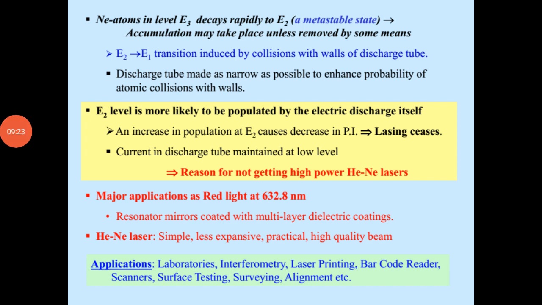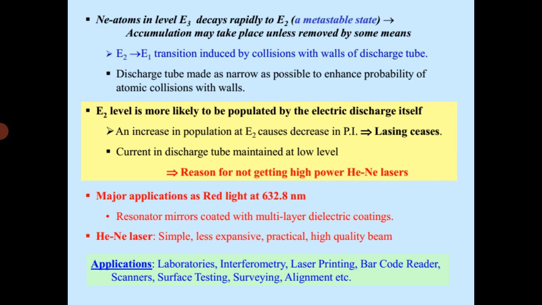Neon atoms in level E3 decay rapidly to E2. Accumulation may take place unless removed by some means. The major output is red light at 632.8 nanometer. Resonator mirrors are coated with multi-layer dielectric coating. Helium neon lasers are simple, less expensive, practical, and give a high quality beam.